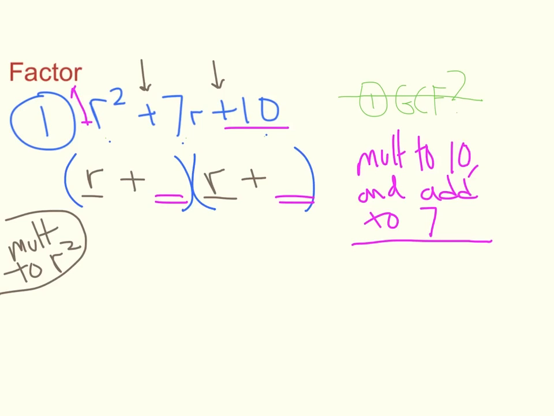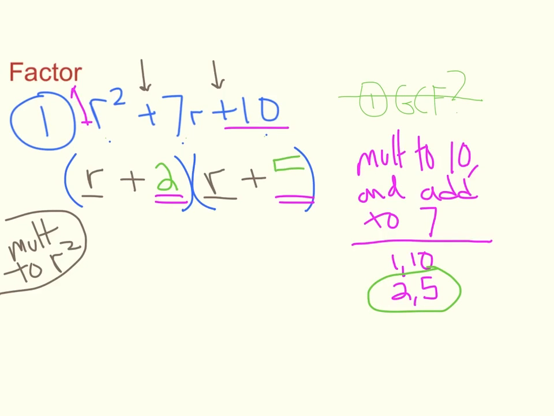And I'm going to write the list, the things that multiply to be 10. So 1 and 10 multiplies to be 10. Also 2 and 5 multiply to be 10. 3 doesn't go in. 4 doesn't go in. So this ends up being our entire list. And the only pair that multiplies to 10 and adds to 7 is 2 and 5. So go ahead and put that in.